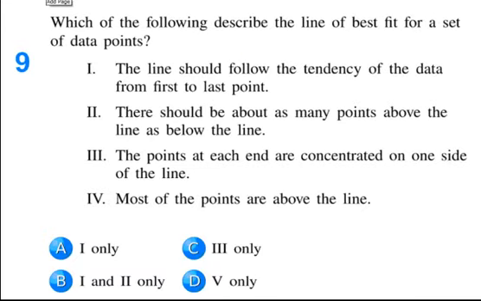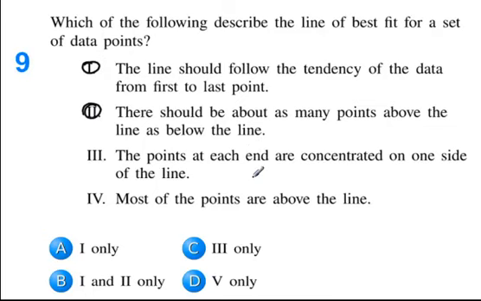Number 9, which of the following describes a line of best fit for a set of data points? The line should follow the tendency of the data, first to last point. I just got done saying that. Yes, so 1 is true. There should be about as many points above the line as below the line. Yep, just got done saying that.